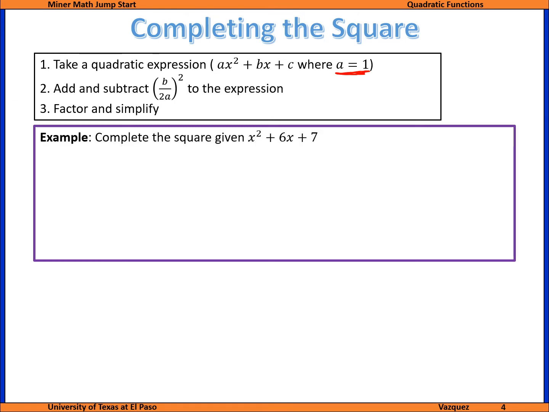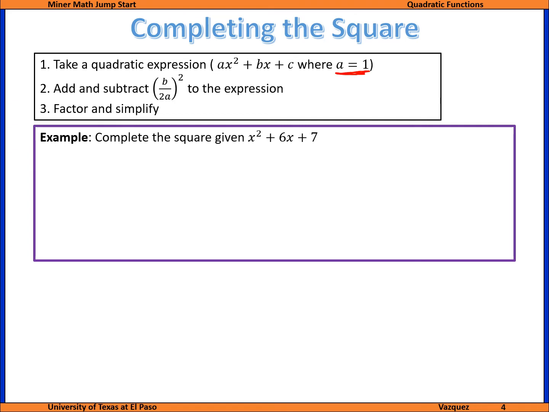Say, for example, you're given x squared plus 6x plus 7. You can go ahead and try to factor that. If you want, go ahead and pause it. Take a minute or two to try to factor that. And you'll see that it really isn't possible. So here's what we're going to do.